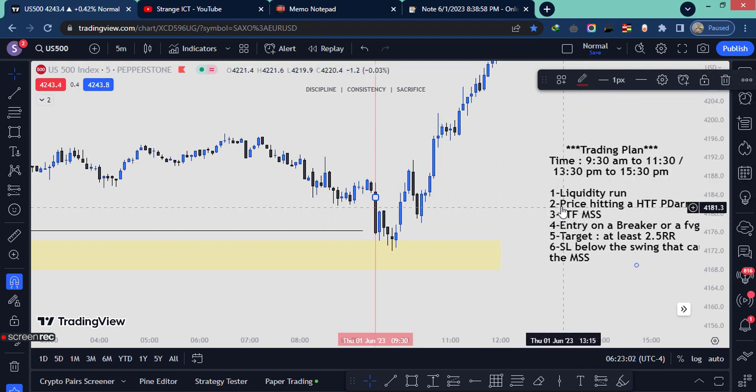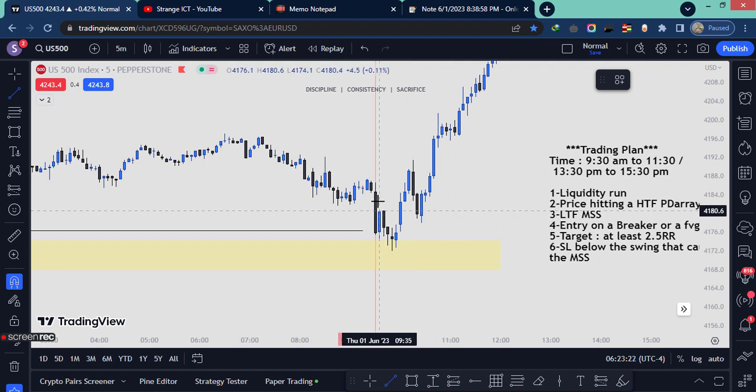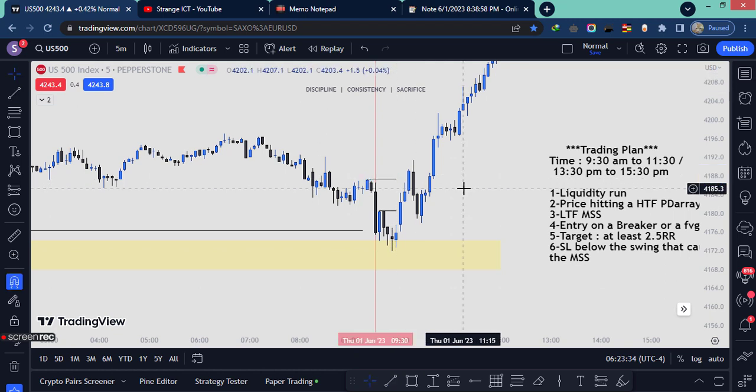Now when you go to lower time frames, you want to see a market structure shift. We can see here that after taking liquidity from this old low and hitting a higher time frame PD array, there is a market structure shift with displacement. We broke this recent swing here, and also this recent swing. So you can see that the market is likely to shift sentiment from a sell program to a buy program.